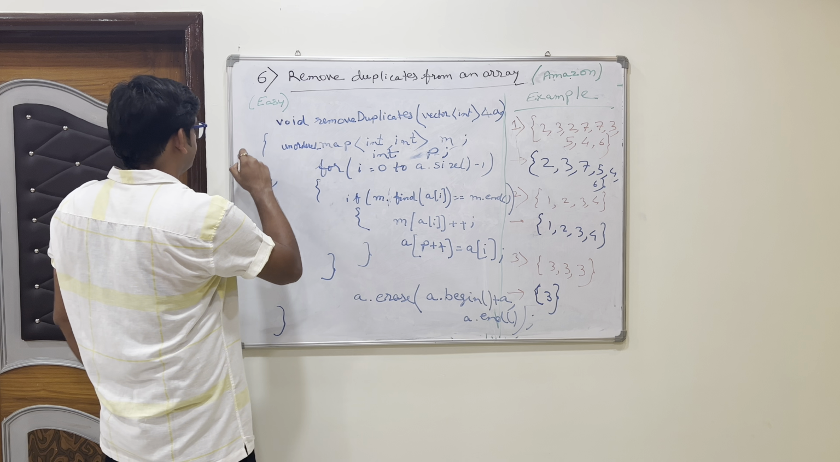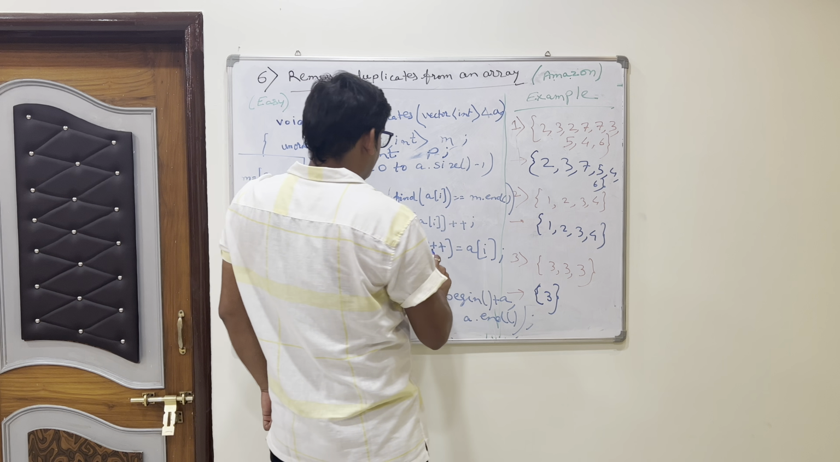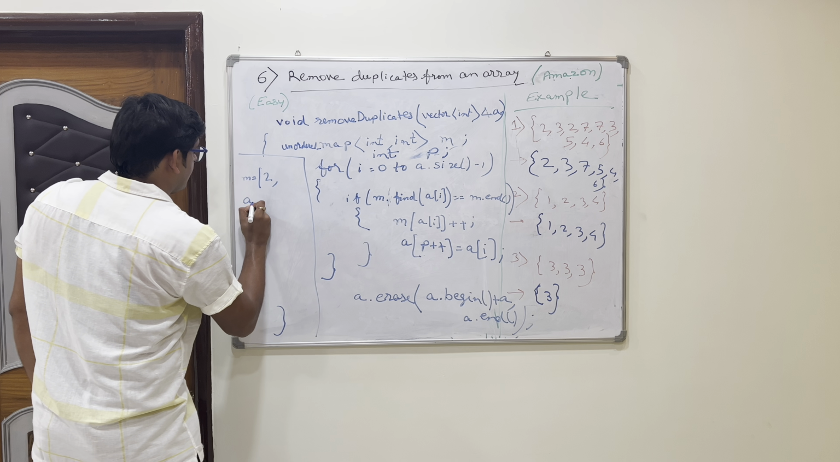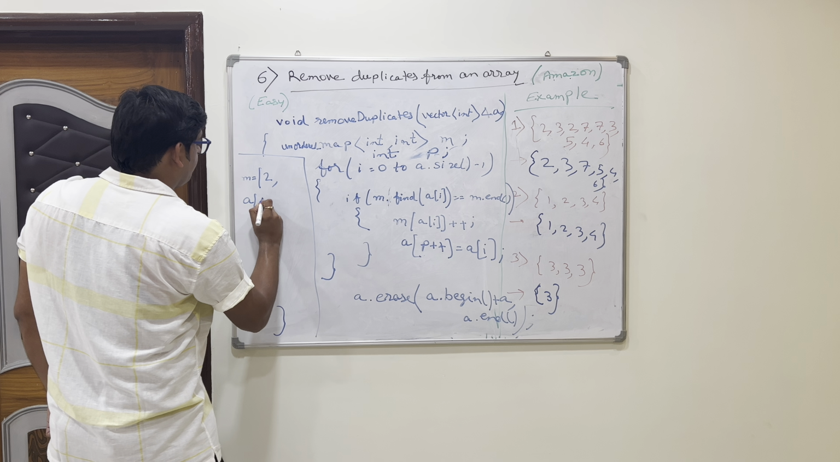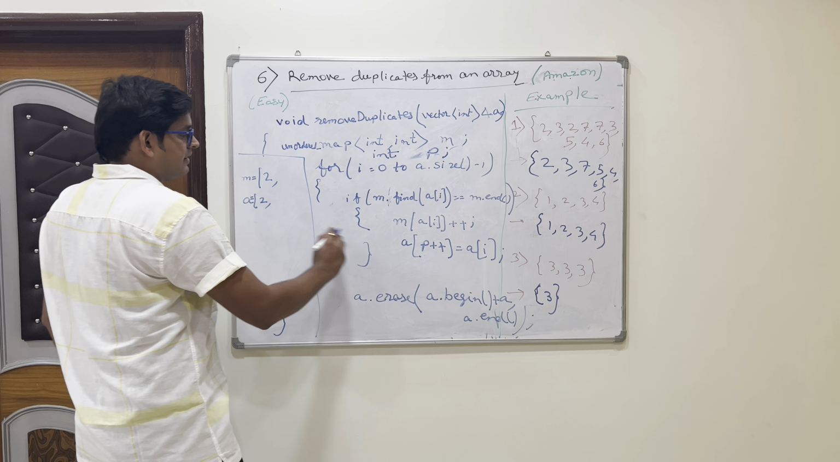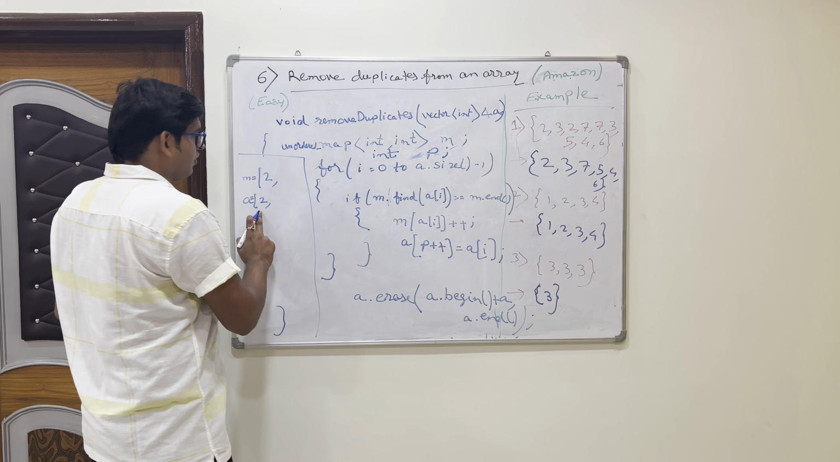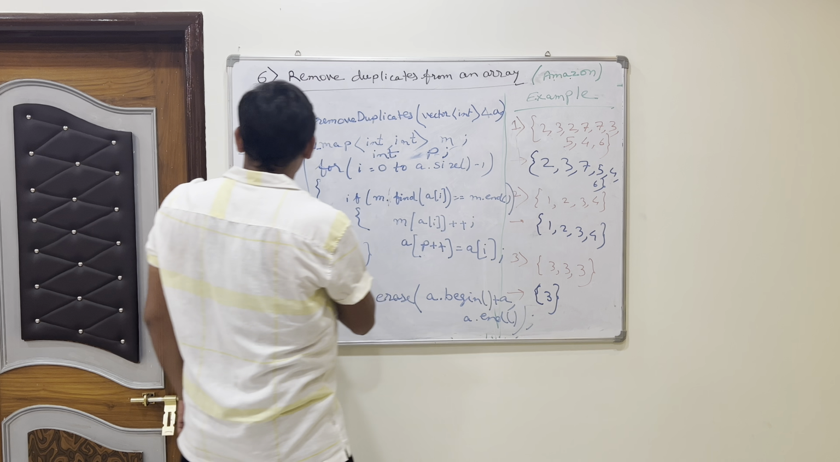Okay. And we will store the value of 2 in the array also. So we will update the array every time. So this p's value is 0. So in the 0, it's already 2, but we have again put 2 here.